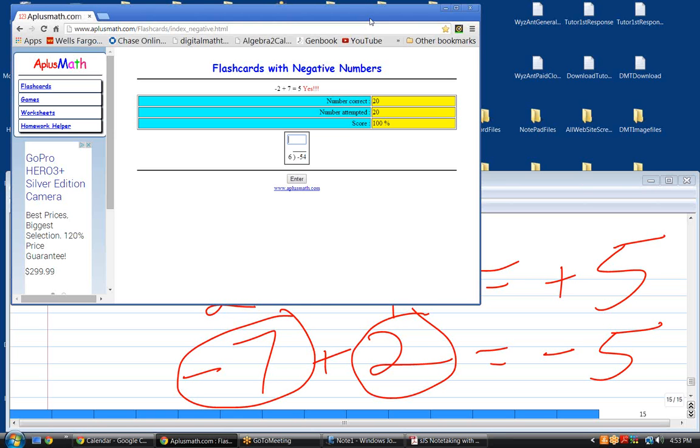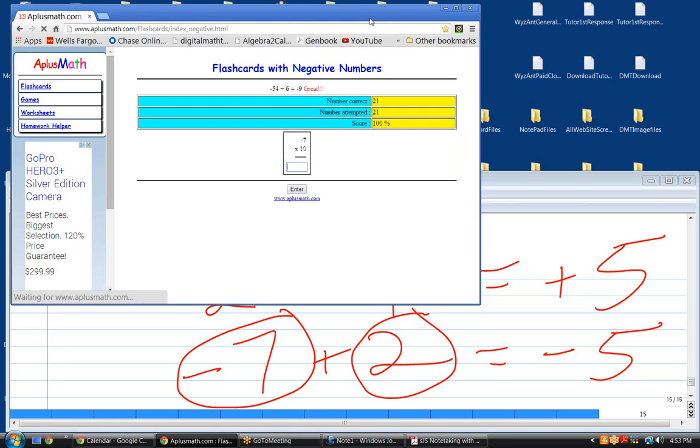What do 5 and 4 add to? 9. That means 9 has to be one of the factors of 54. Negative 9. Okay? Negative 70. Negative 14. All right. That's not bad.